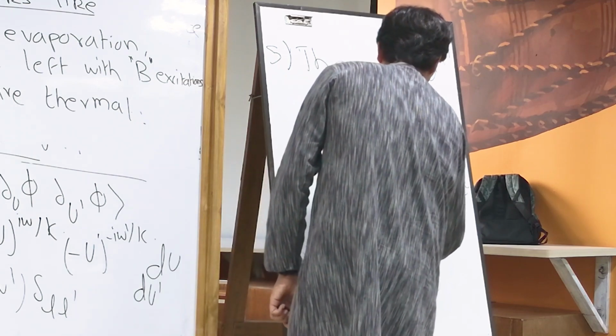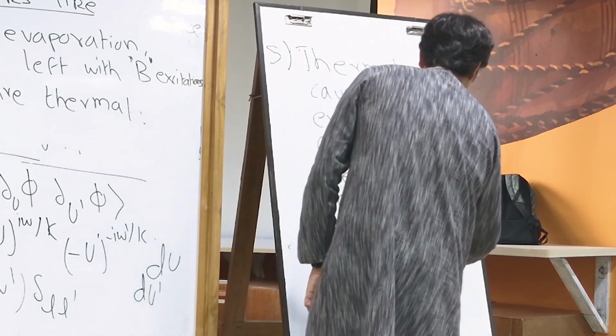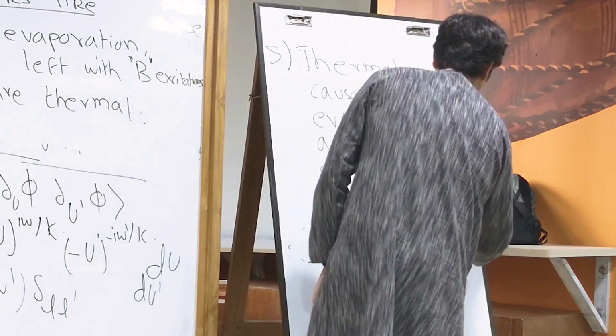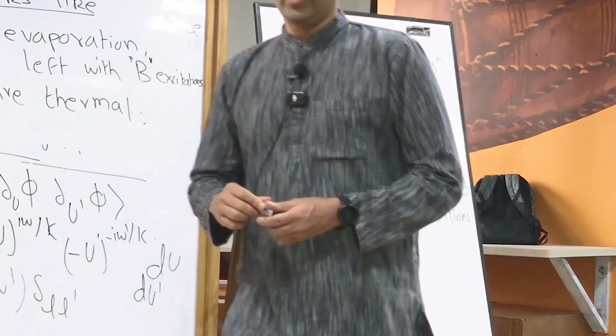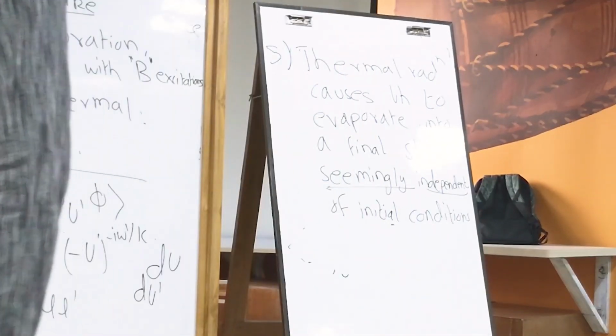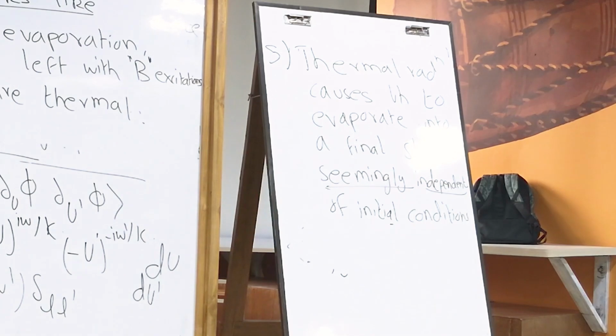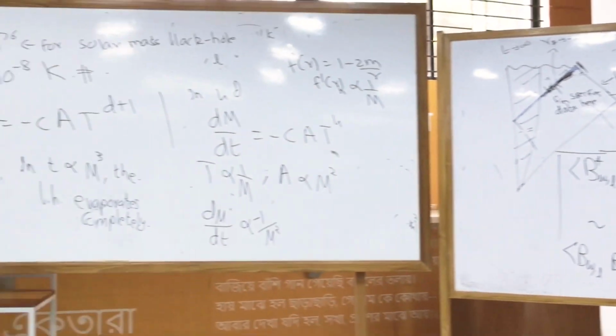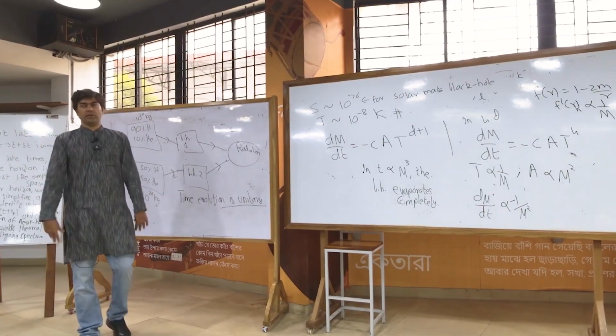And this is a paradox. Because if you start with an initial state and end up with a final state that's independent of the initial state, that's a paradox. Okay, so this is the fifth point, and I'll stop here because, in fact, I already ran out of time. So let me just summarize everything we said.